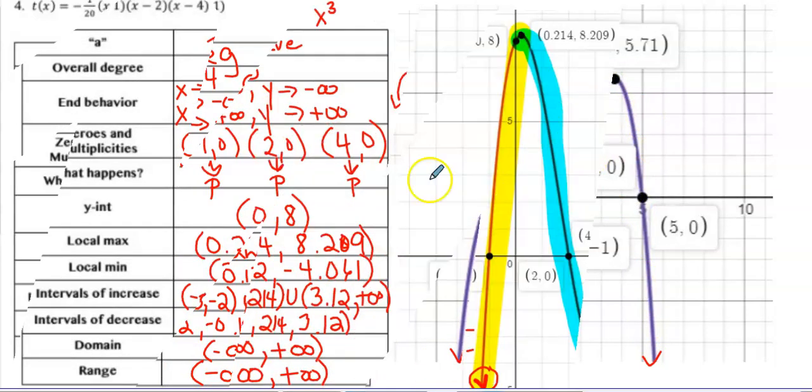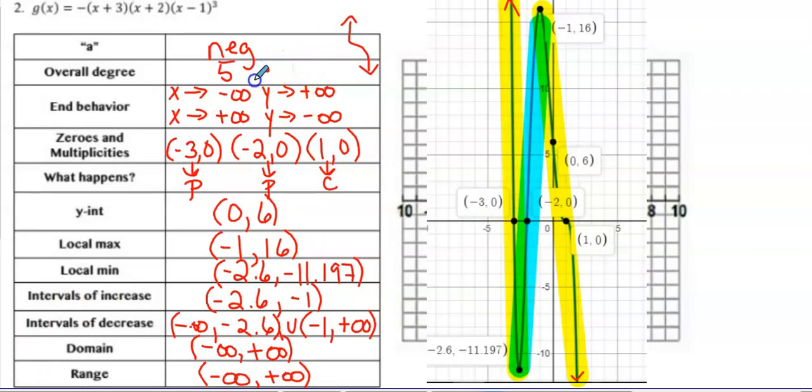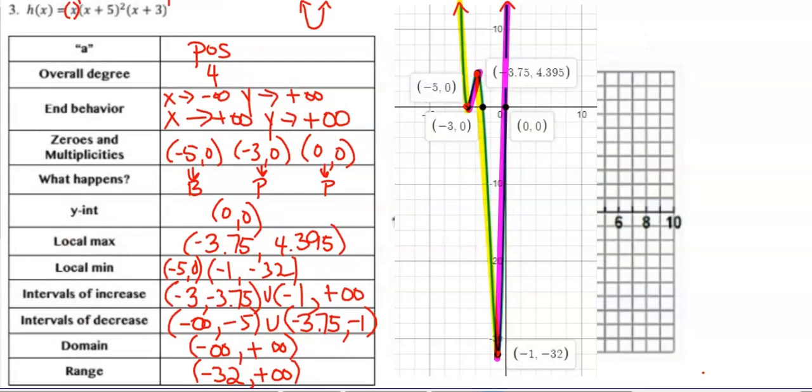Something I wanted to go back and do before I end the video is this is number 1. I wanted to go back and name these polynomials, so just by the degree. So this one's cubic. This pen's getting on my nerves. This one's quintic. And then we did number 4, and this one would be quartic. So if you want to add that in there.